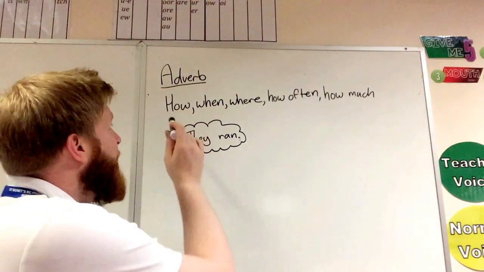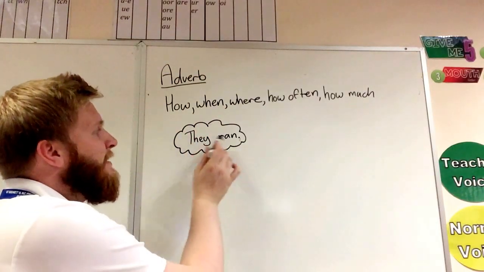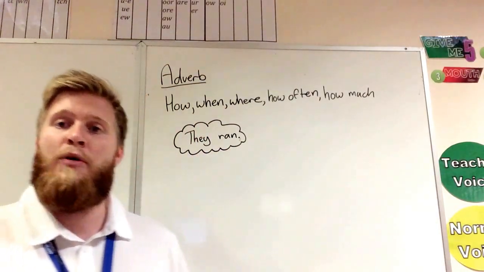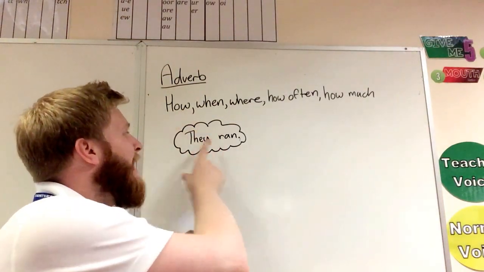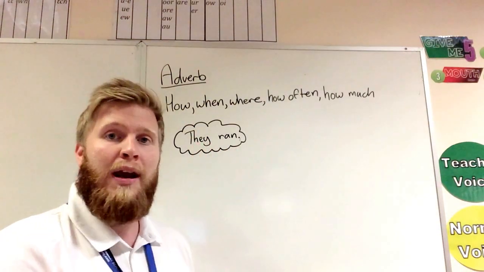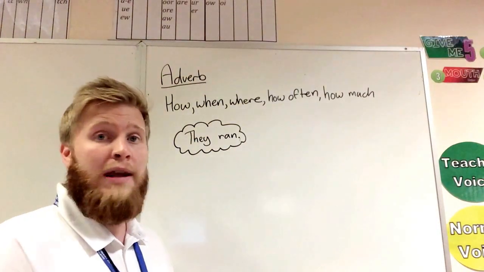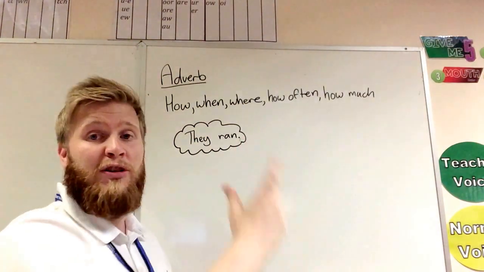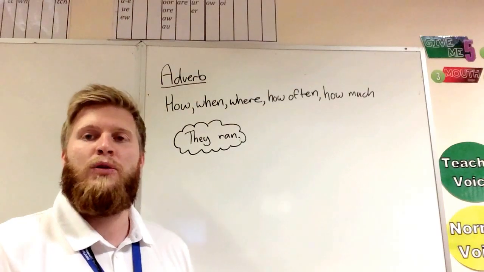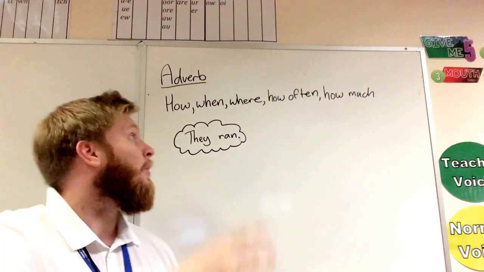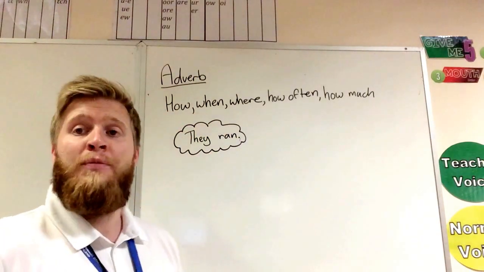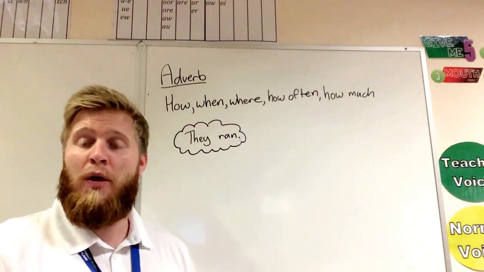Okay, so firstly, how. We've got a simple sentence here, they ran. Ran being our verb, it's a doing word. So we could insert some words to tell us how they're running. We could have they ran quickly, they ran slowly, they ran suspiciously, improving our vocabulary. You'll notice all of those words end in ly. A lot of how adverbs end in ly, so it's a good way to spot them.